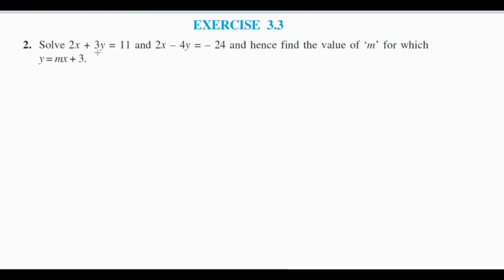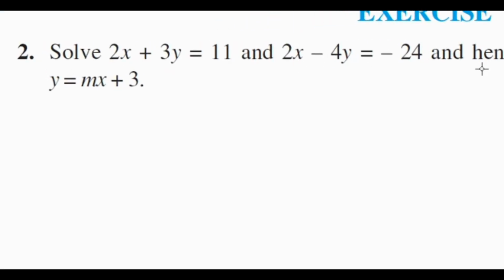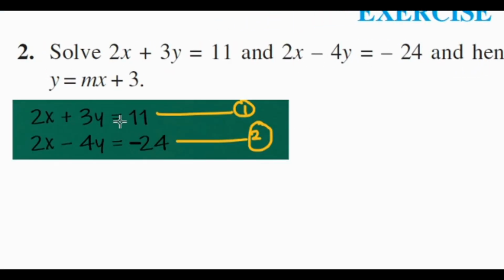Second question: solve 2x plus 3y is equal to 11 and 2x minus 4y is equal to minus 24, and hence find the value of m for which y is equal to mx plus 3. In this problem, we are going to find the value of m. To find the value of m, we have to know the value of x and y. So we will find the values of x and y by solving the first and second equations. I will represent 2x plus 3y is equal to 11 as equation 1 and 2x minus 4y is equal to minus 24 as equation 2.